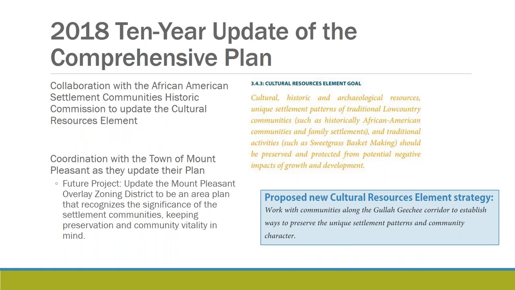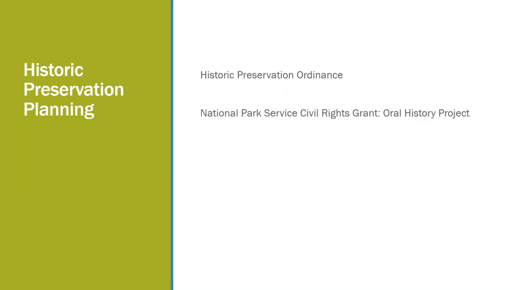And lastly, we are in the middle of our 10-year update of the comprehensive plan, and we have been working to update our cultural resources element to include the findings of our 2016 survey update and coordinate with the town of Mount Pleasant and the African American Settlement Communities Historic Commission. And we are adding a new strategy to support the continuing of our community planning work done in Parker's Ferry and Soligree, and we hope to expand it to the other settlement communities throughout the county.